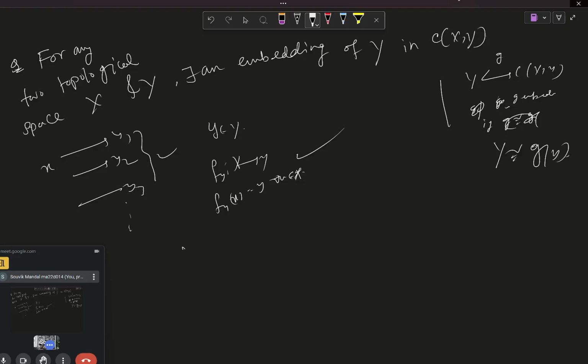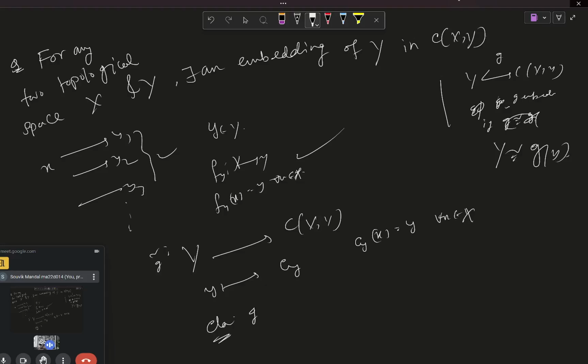Now there is a possibility this can work. We are defining a map g from Y to C(X, Y), where y goes to c_y, the constant map, where c_y(x) is equal to y for all x belonging to X. Now the claim is that g tilde is an embedding. That means you need to check that g tilde is one-to-one and that g tilde is a homeomorphism onto its image.